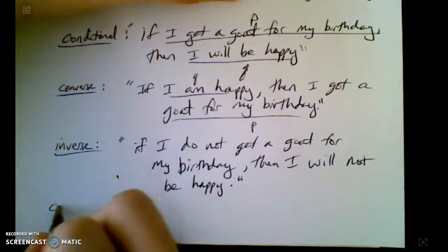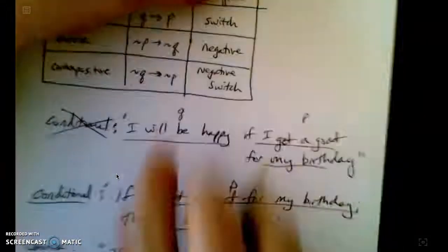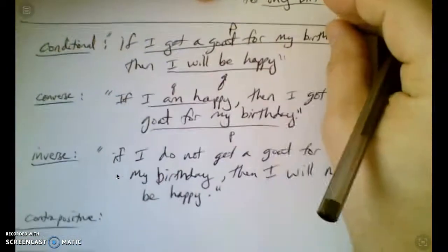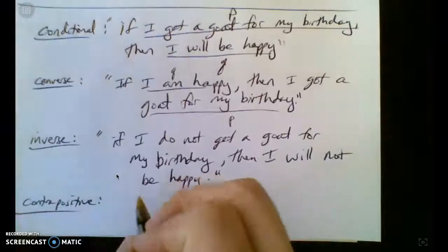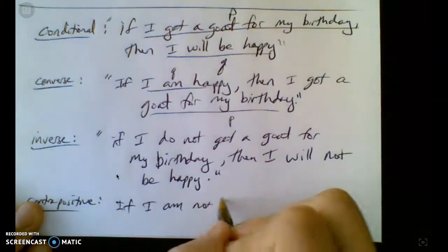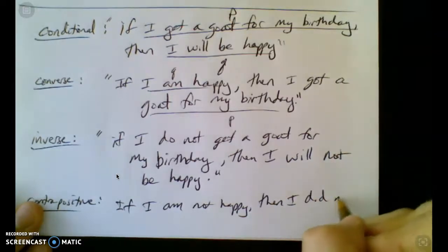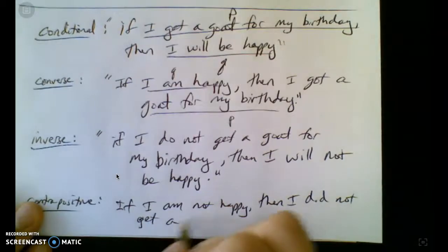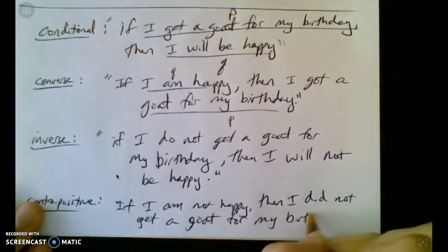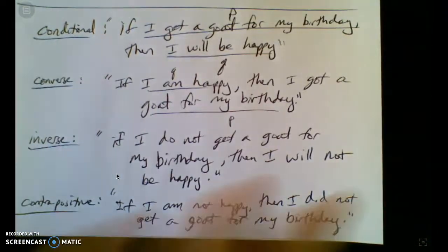And then the last one is contrapositive, which is a negative switch. So I want to do both. I want to take the order here. Let's get that one out of the way. I want to take the order here and flip-flop them, and I want to make it negative. So you'd say, if I am not happy, then I did not get a goat for my birthday. Huh. Well, that's weird. Anyway, just getting used to flipping those around.